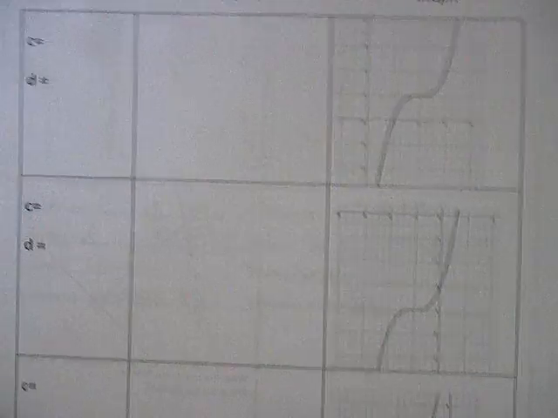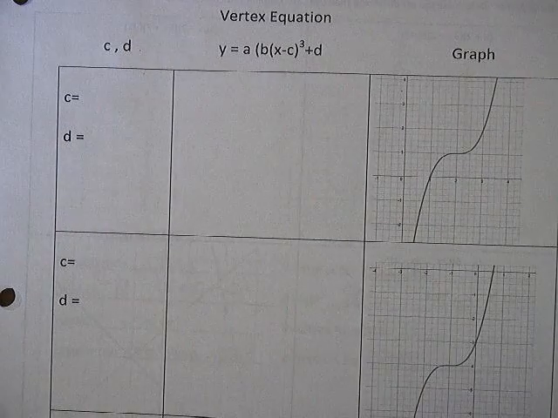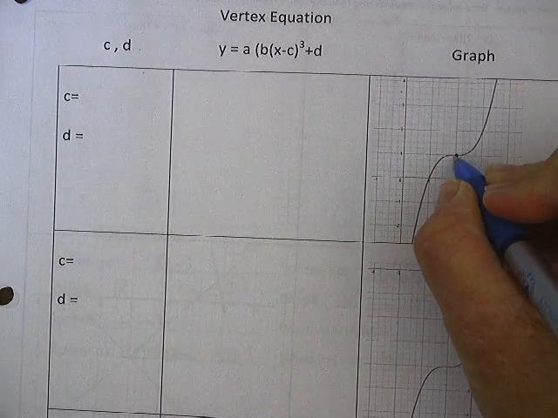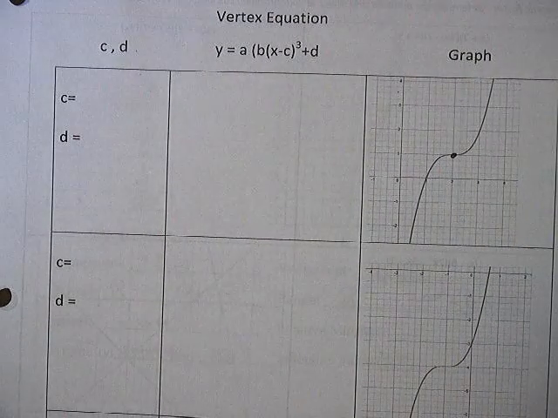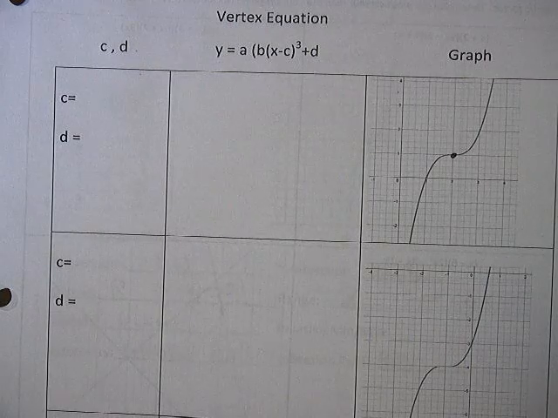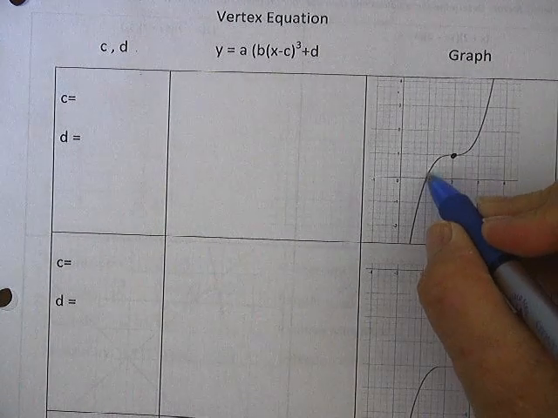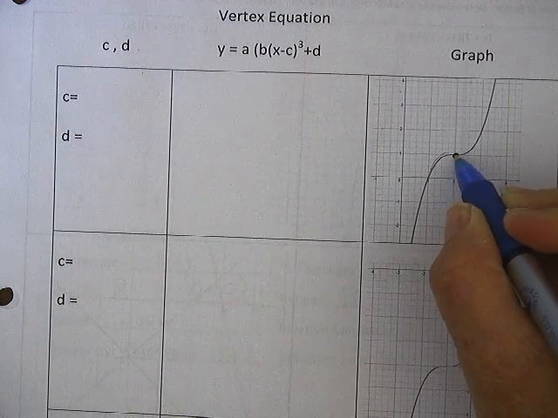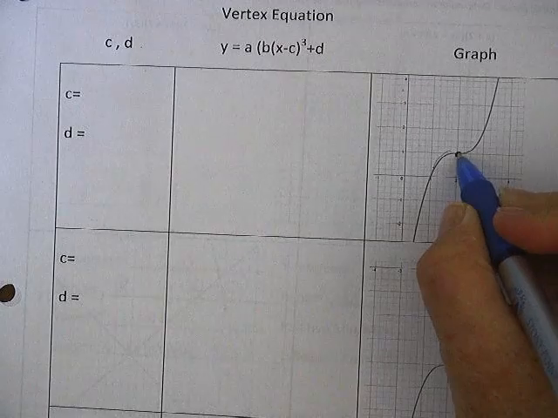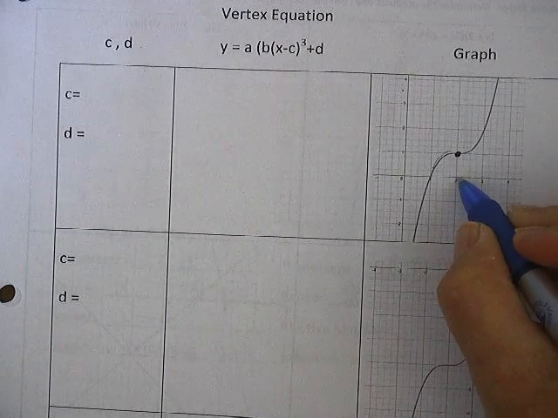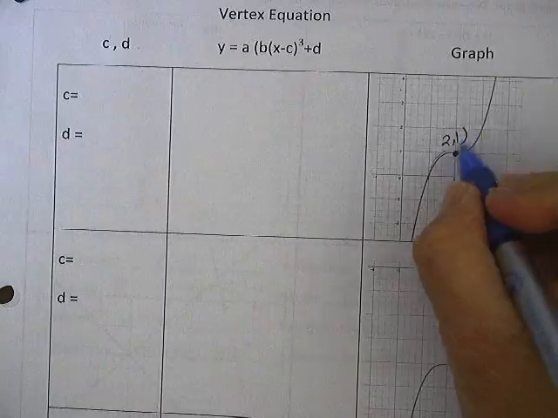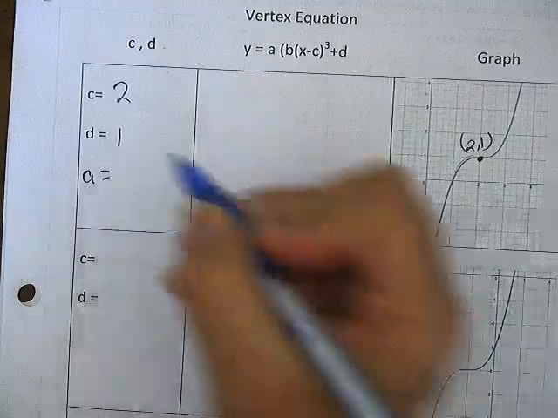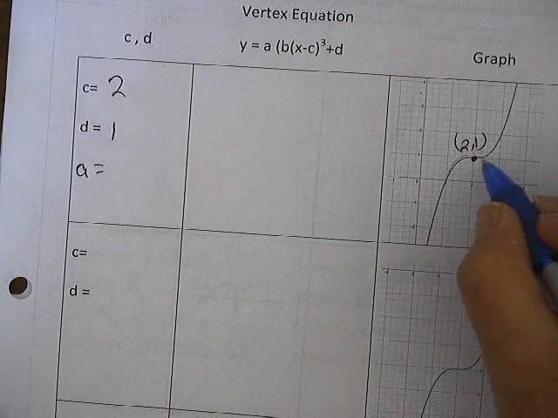Now we're going to just take a look at some values A, C, and D. So we've got to look for that inflection point. So our slope changes here. Our slope's been getting positive, flattens out here, and then comes back up. So this point is at 2, 1. So that's my value for C and D. 2, positive 1.